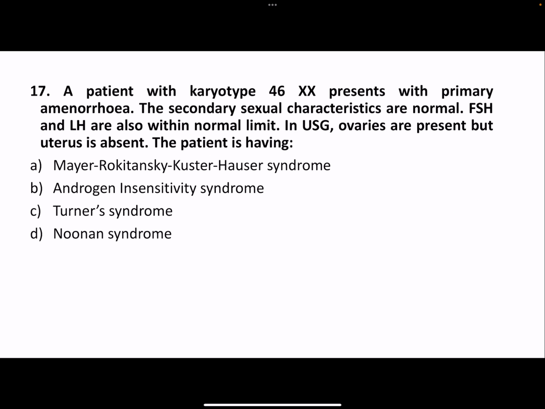Question number 17. A patient with karyotype 46XX presents with primary amenorrhea. The secondary sexual characteristics are normal. FSH, LH are within normal limit. On ultrasonography, ovaries are present, but uterus is absent. So these features are present in Mayer-Rokitansky-Kuster-Hauser syndrome. Regarding option B, androgen insensitivity syndrome, the karyotype is 46XY and here the testes are present. So this option is not right.